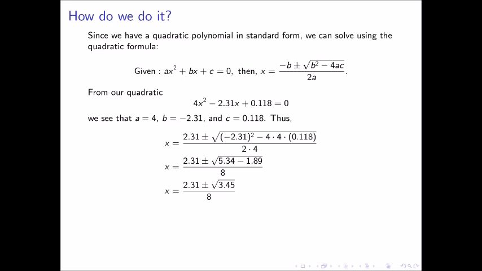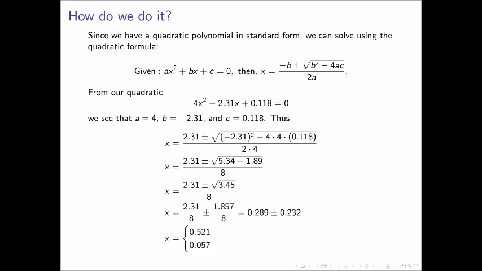The next step is to subtract under the square root sign. 5.34 minus 1.89 gives 3.45. At this point, we can take the square root and divide up our fraction into two terms. The square root of 3.45 gives 1.857. When we break up our fraction, do not forget to include the same denominator on both terms. We're now ready to divide. 2.31 divided by 8 gives 0.289. 1.857 divided by 8 gives 0.232.